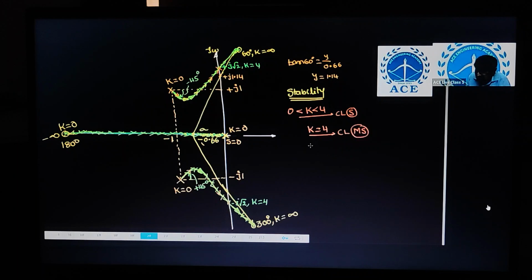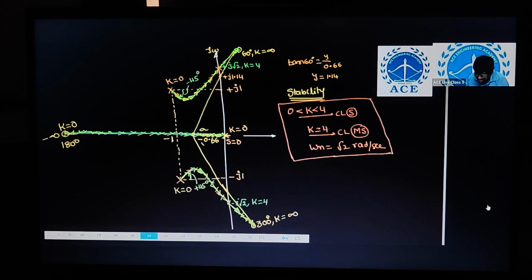When it is marginally stable, what is the frequency of oscillations? √2 radians per second. Is it clear, all of you? Any doubt? Ask it.